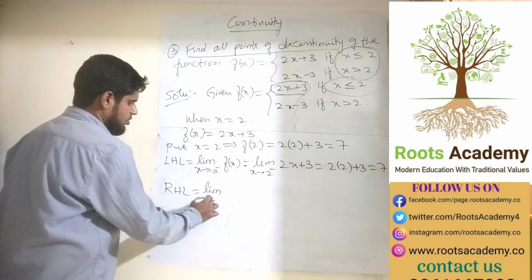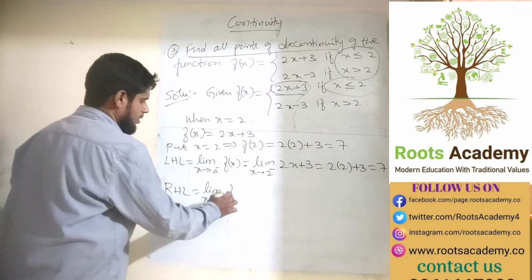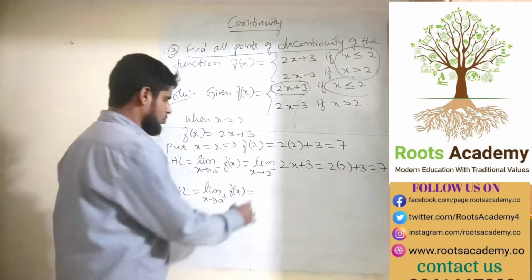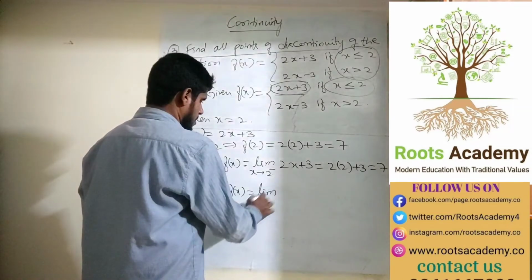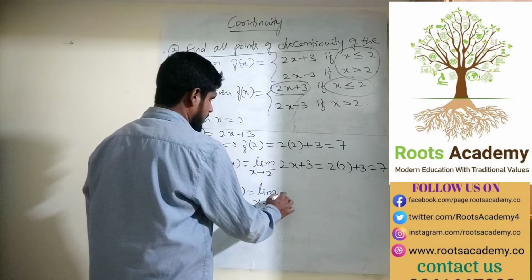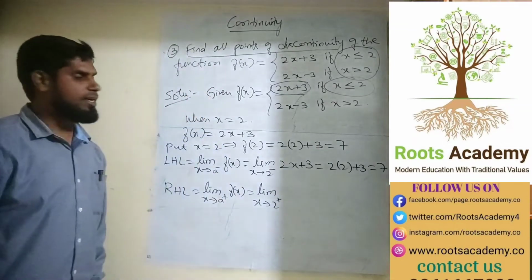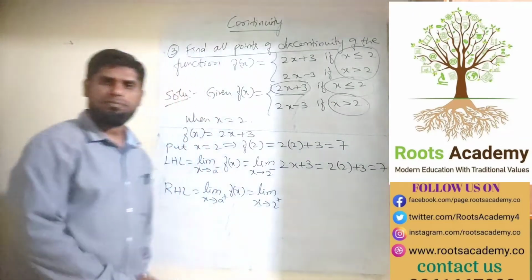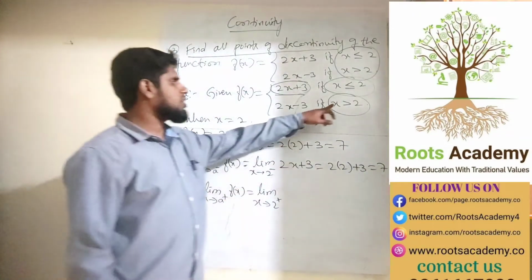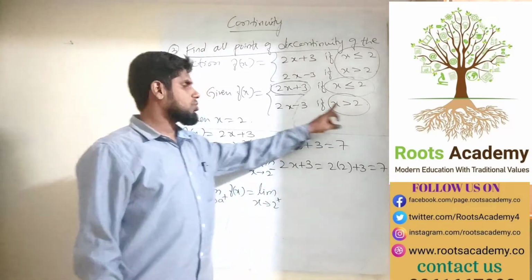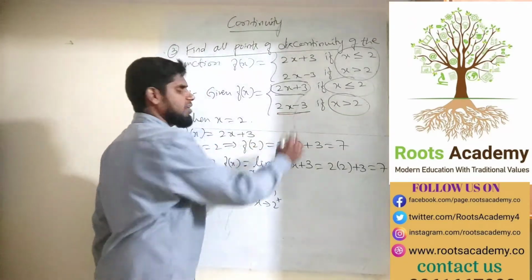Limit x tends to 2 plus f of x is equal to limit x tends to 2 plus, what is f of x here? For greater values of x. This condition declares that the value of x is greater than 2 here. So this is our right hand limit function.